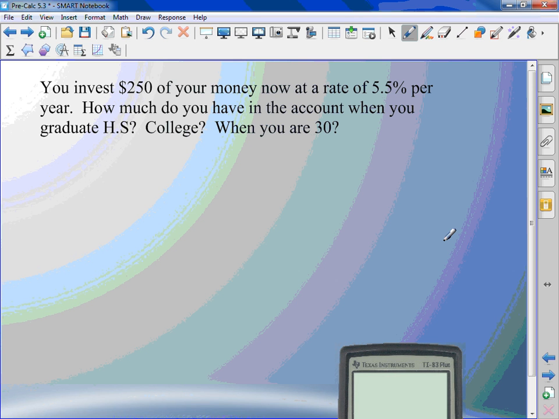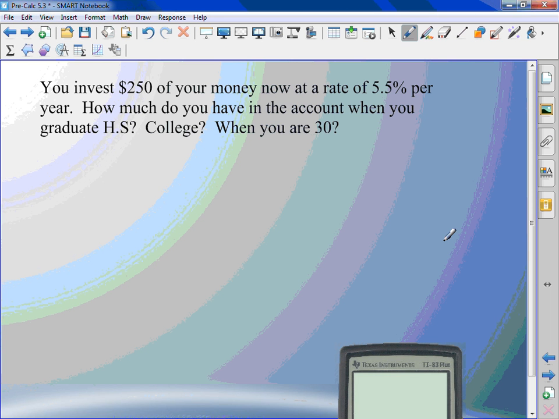The way money works in a bank, you put money in a bank, you're loaning that money to the bank to do whatever they want with it. They give it out to other people. Because you're giving the bank your money, they give you a certain percentage. So we're going to put money in the bank you got for your birthday at 5.5%.